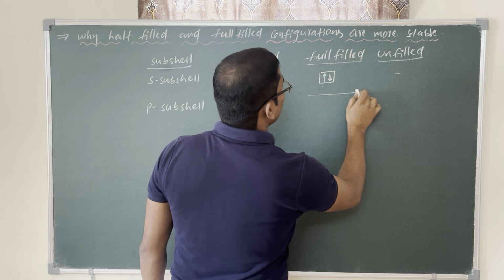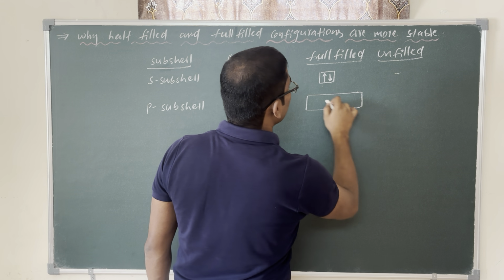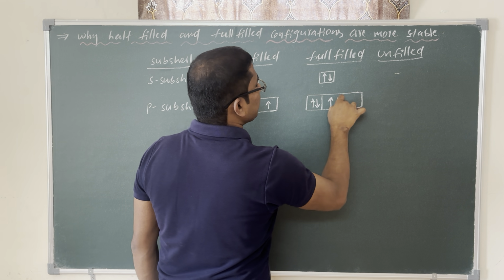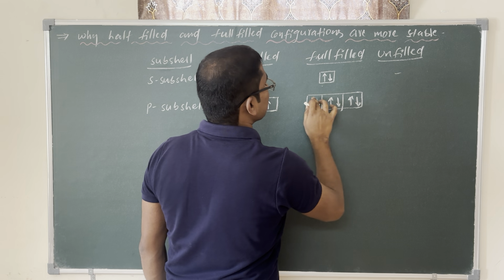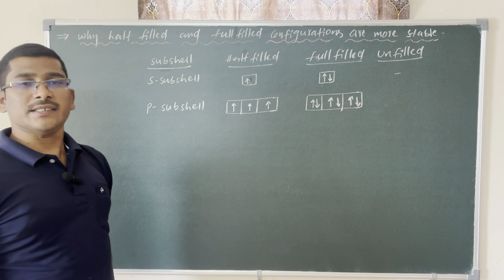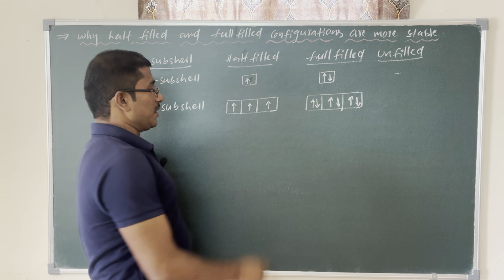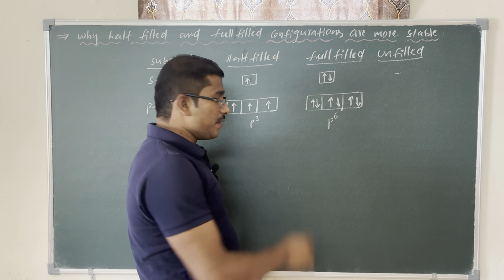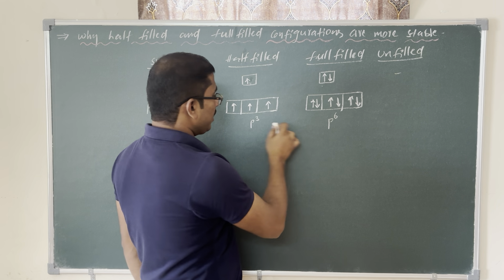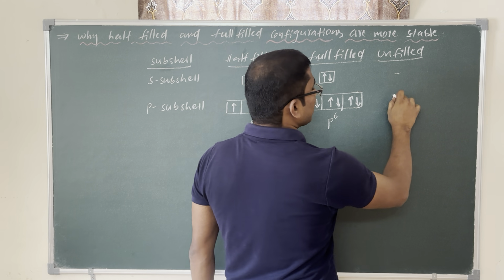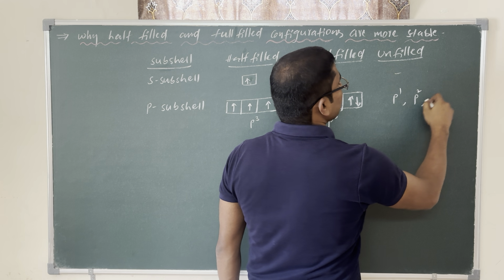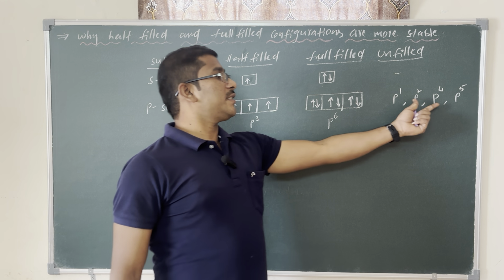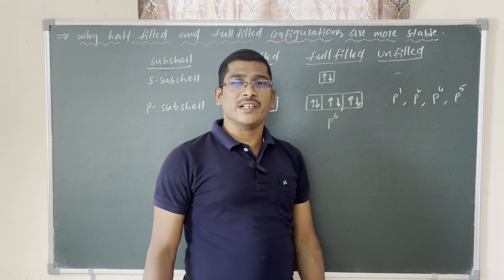And next, what is the full filled configuration here? Now there is parallel spin and anti-parallel spin. A total of 6 electrons are present in the subshell, and it will be considered as full filled configuration. So p3 and p6 are the half filled and full filled configurations. Other than p3 and p6, there are p1, p2, p4 and p5, and these will be considered as unfilled configurations.